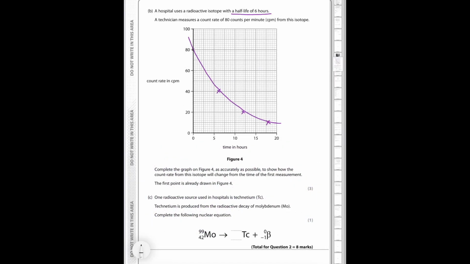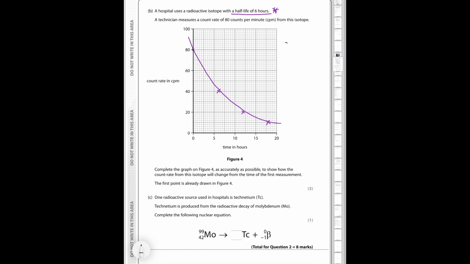In this question, we're told that the hospital uses a radioactive isotope with a half-life of 6 hours. A technician measured a count rate of 80 counts per minute, CPM, from this isotope. And so we've got a graph with count rate and time in hours. We had to complete the graph on figure 4 as accurately as possible to show how the count rate from the isotope will change from the time of the first measurement. And the first measurement was already drawn on for us. So the key was the half-life being 6 hours.